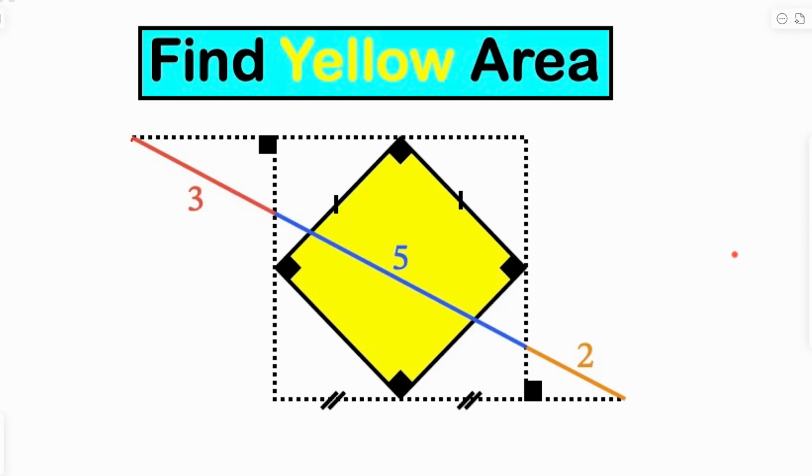Hello everyone, we have a problem and we've been asked to find the area of this rhombus. Already it's an equilateral rhombus because we have two congruent lines here and all of the angles are 90 degrees. And also we know that this point is the midpoint of the whole side length because this segment and this segment are congruent.